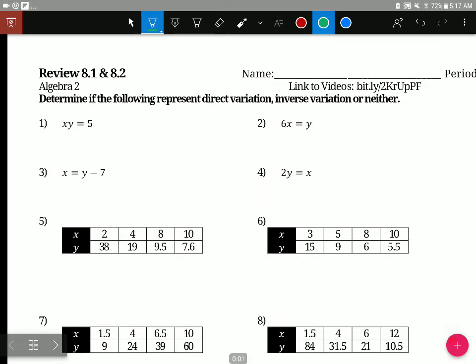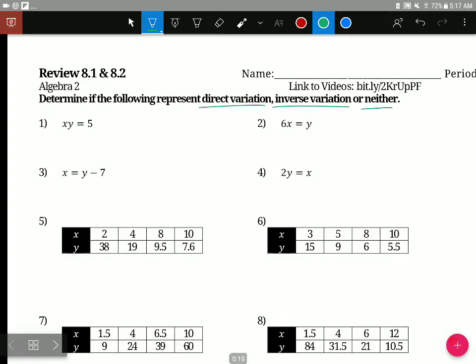Alright, rise and shine, math fans, here we go. This is review 8.1 and 8.2 for Algebra 2. It's basically inverse variation and graphing rational functions. So first of all, it says determine if the following represent direct variation, inverse variation, or neither.